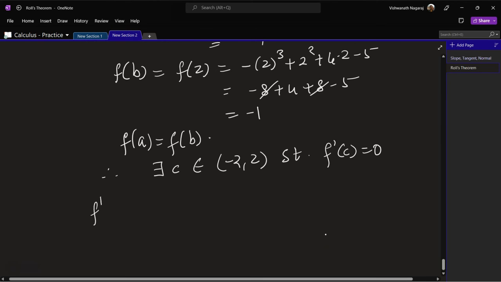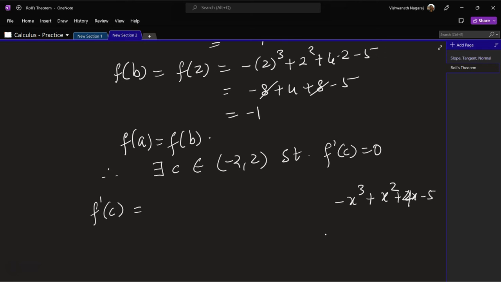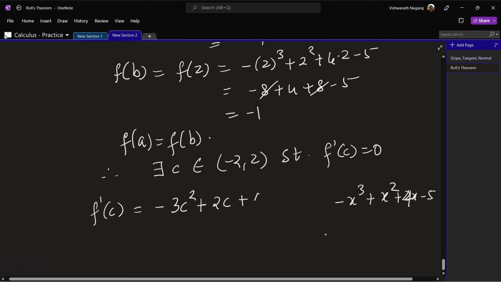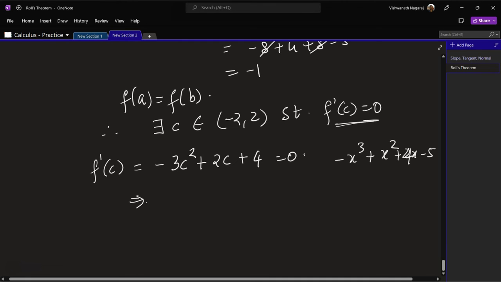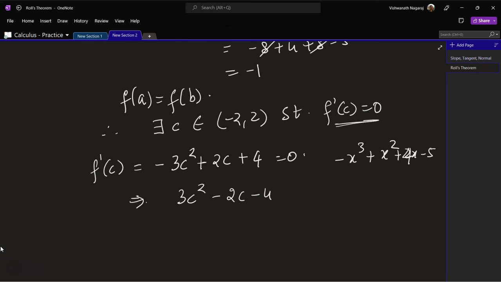Now f prime of c, we differentiate minus x cube plus x square plus 4x minus 5. So let's see, and we use c instead of x. So minus 3c square plus 2c plus 4 equal to 0. So now, let's multiply it by minus 1. So we get 3c square minus 2c minus 4 equal to 0.